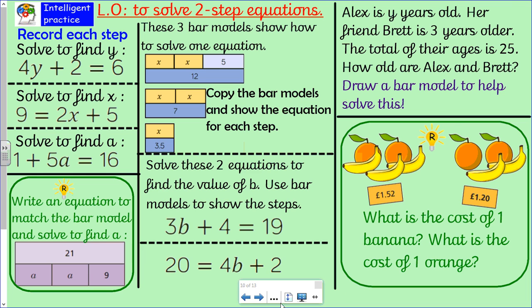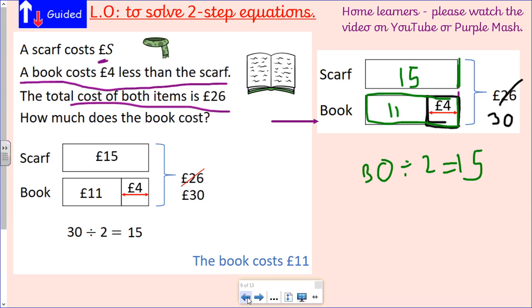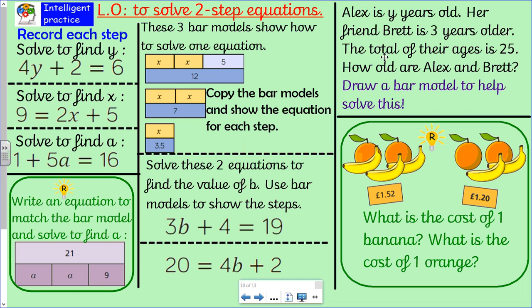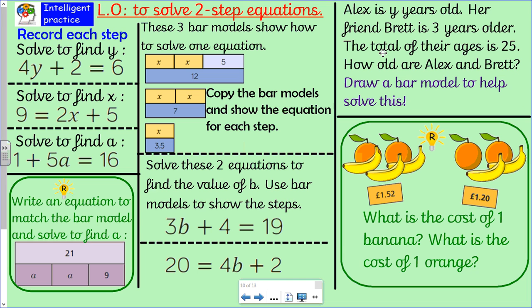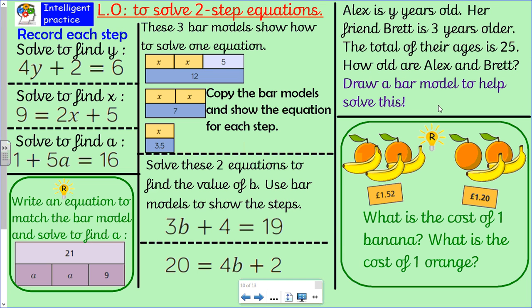I'm just going to cast your mind back to this question. It's one of these. You need to draw a bar model in a similar manner to this, or obviously not a scarf and a book and with different numbers. That is what you need to aim for. So attempt to draw a bar model for that one. Go back to the last guided question if you need to.